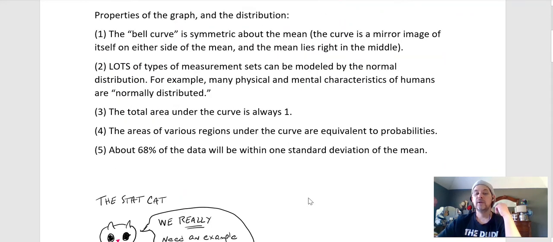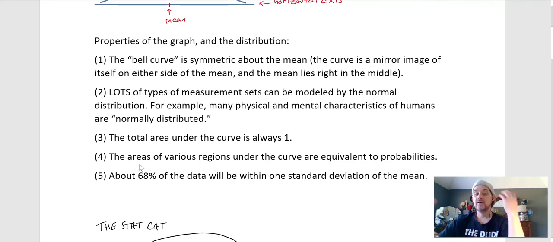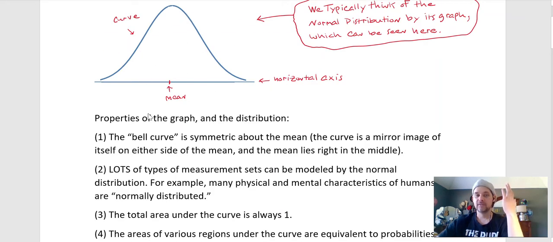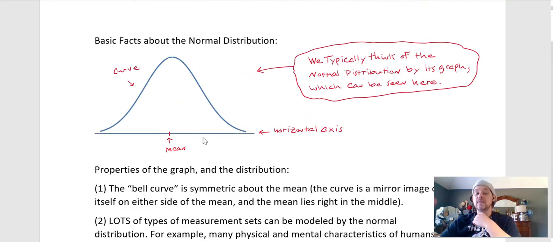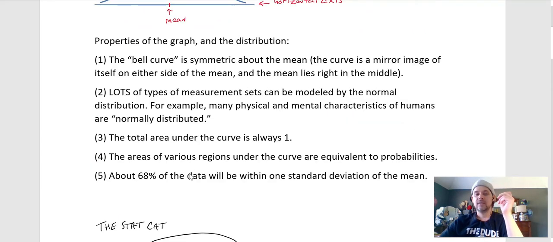And the way that we do things is that areas of different parts of this curve correspond to probabilities. That's the main thing for us to know in terms of solving problems and understanding data. And there is a mean and a standard deviation, and about 68% of the data is within one standard deviation of the mean. Most of the data is within one standard deviation of the mean.